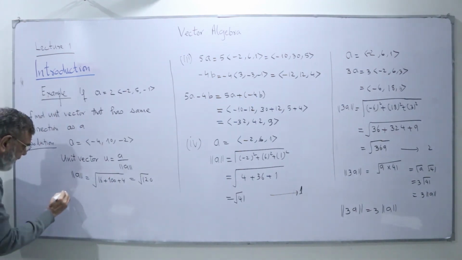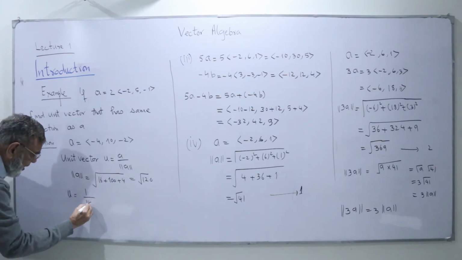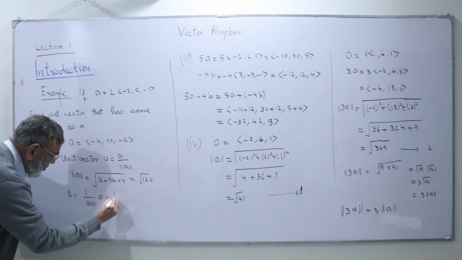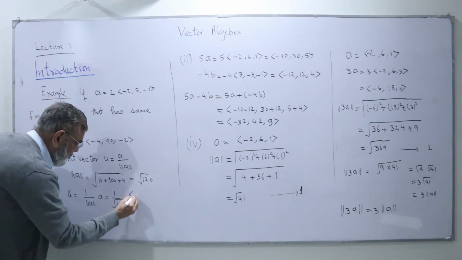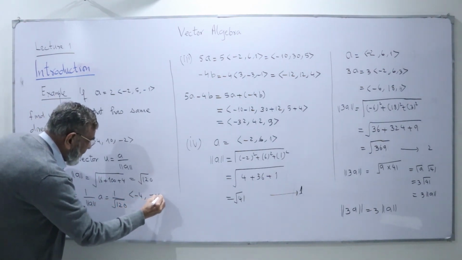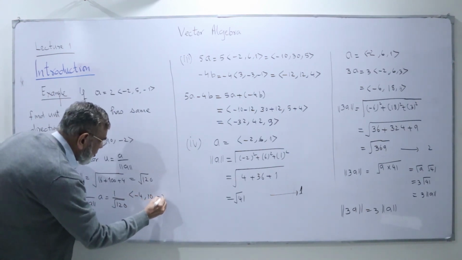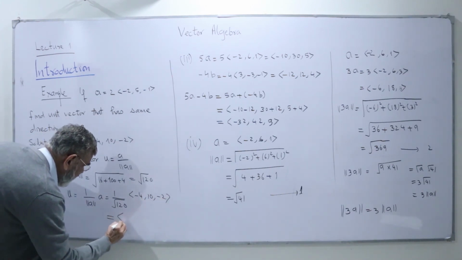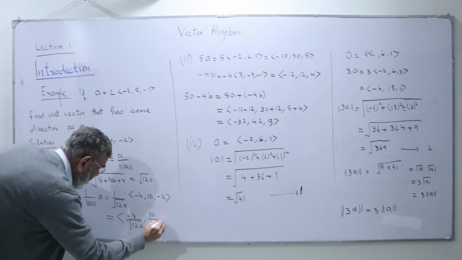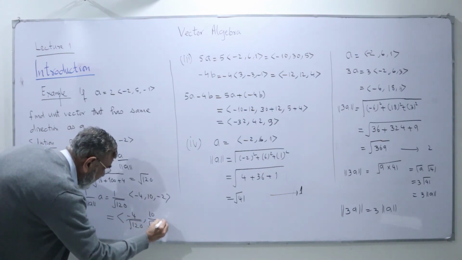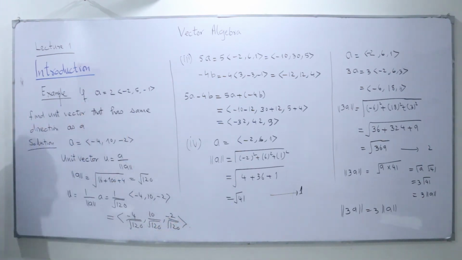So I can write my unit vector. The unit vector is 1 over the magnitude of A into vector A. This is 1 over root of 120, and the vector A is minus 4, 10 and minus 2. We can write this as minus 4 over root of 120, 10 over root of 120, and minus 2 over root of 120. So this is my unit vector.